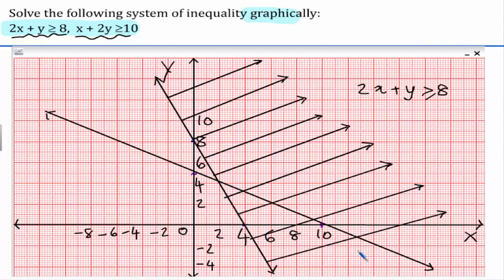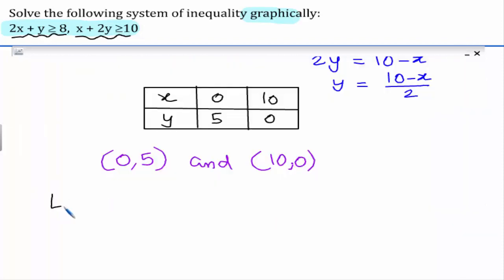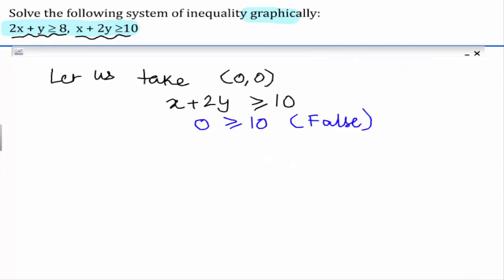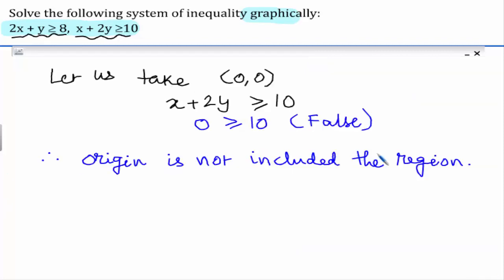Now here is the line which divides the plane into 2 equal parts. Now let us select the origin again because the line is not passing through the origin. Let us take the origin and substitute into the inequality, which is x plus 2y is greater than or equal to 10. If I substitute the origin into this, I get 0 greater than or equal to 10, which is a false statement. So therefore, the origin is not included in the region.